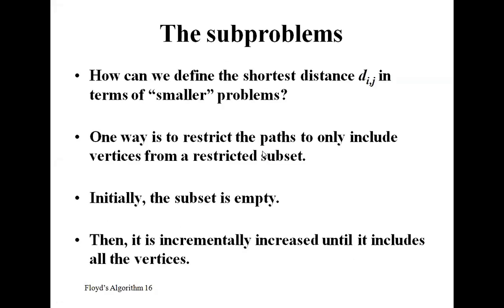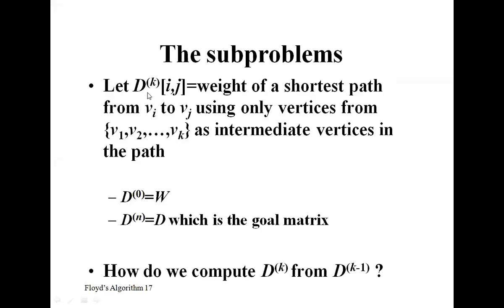So the subproblems: d power k of i comma j is the weight of the shortest path from vi to vj using only vertices from v1 to vk as intermediate vertices in the path. Here d^k(i, j): i and j are the vertices, and (i, j) is the edge. So from vertex i to vertex j, there is a path.